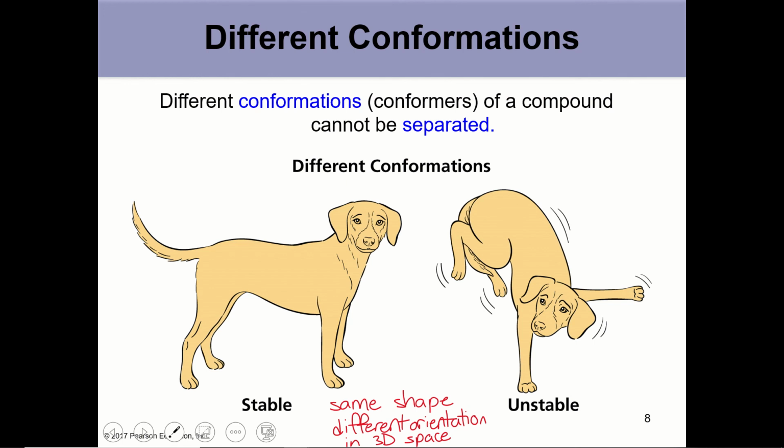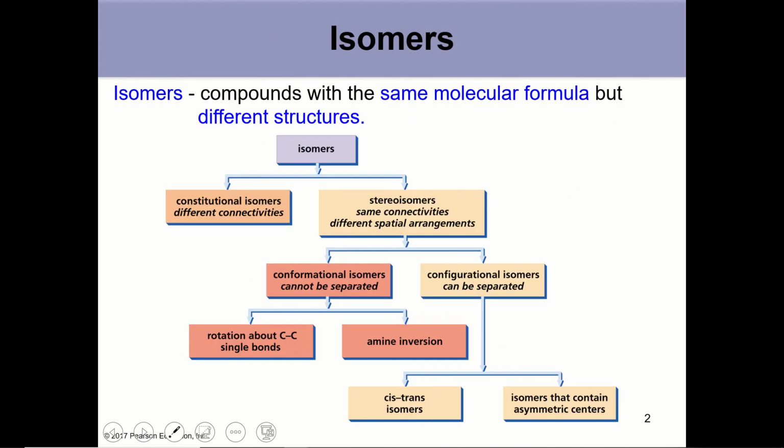Okay, so talking about different conformations, going back to our chart, talking about stereoisomers and different spatial arrangements, configurational isomers, we covered cis-trans isomers, and now we're going to cover isomers that contain asymmetric centers. I will start that in the next video.